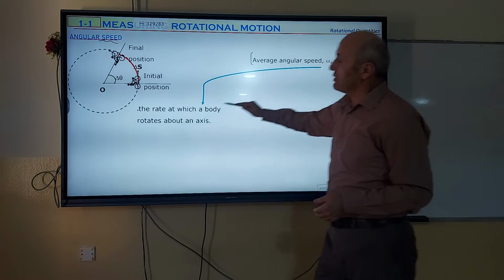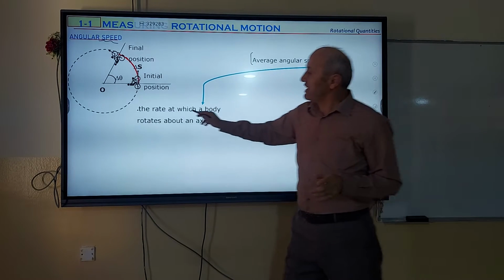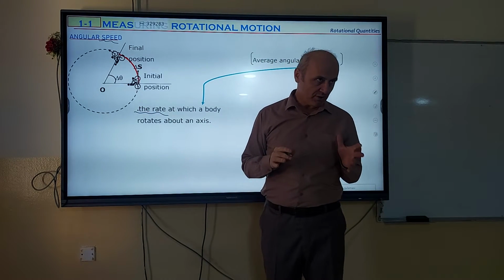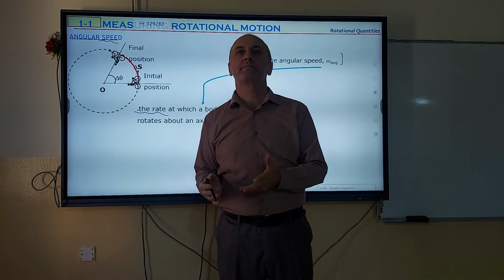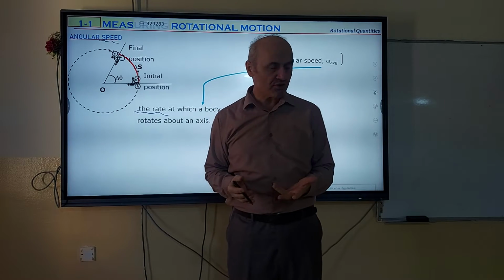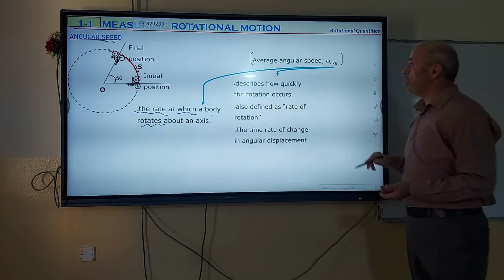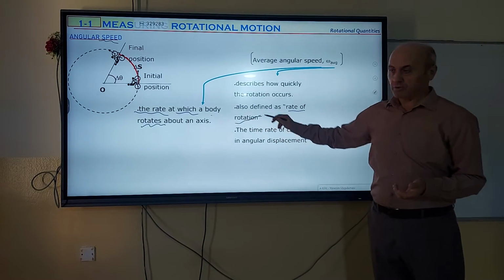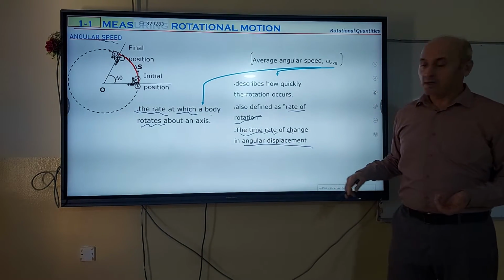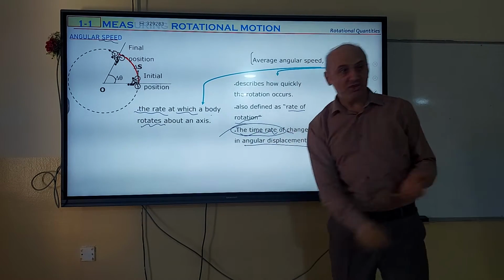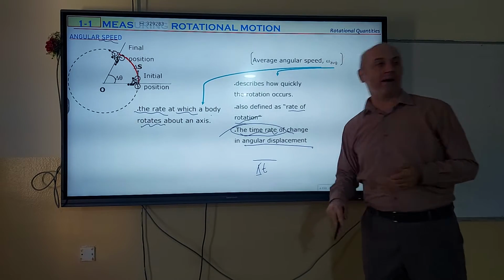So if a definition starts with how quickly, the statement starts with the rate. That's why the angular speed definition starts with the rate. But what is changing how quickly? Angular displacement. The rate at which a body rotates about an axis, or rate of rotation, or time rate of change of angular displacement. If the definition starts with the rate, I also said that absolutely the denominator is going to be delta t.